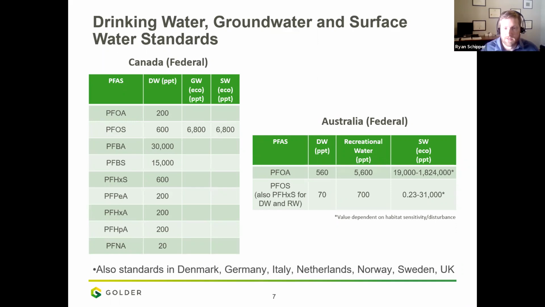There are standards in Denmark, Germany, Italy, Netherlands, Norway, Sweden, and the UK, as well as the US. And I'll have a little slide on the US. There's a number of different PFAS contaminants that have standards, and the levels at which those standards are set are quite variable. Norway and Sweden have some of the lowest levels or standards for PFOS, and in some cases less than parts per trillion range, so very low standards there.